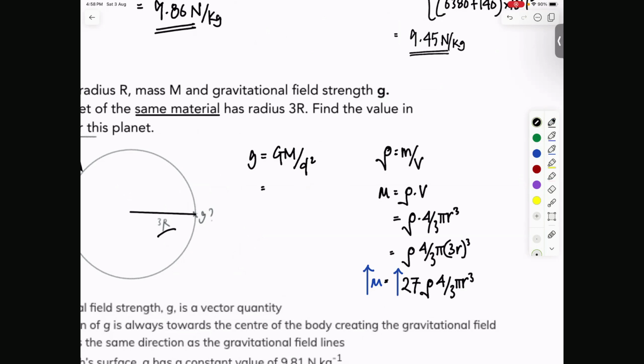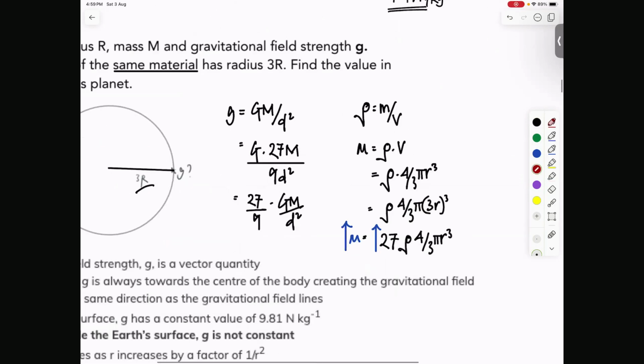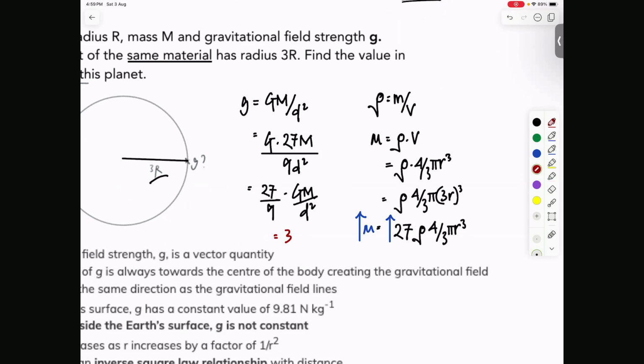So যদি এখানে equation বসে G times 27M divided by 3r square, right? So 9d square. আমরা এখন যেটা বের করব, we'll take the constants out. So you get 27 by 9 times GM by d square, and that cancels out to give you 3, and GM by d square g যেহেতু, 3g. So it's going to be 3 times the gravity of Earth.